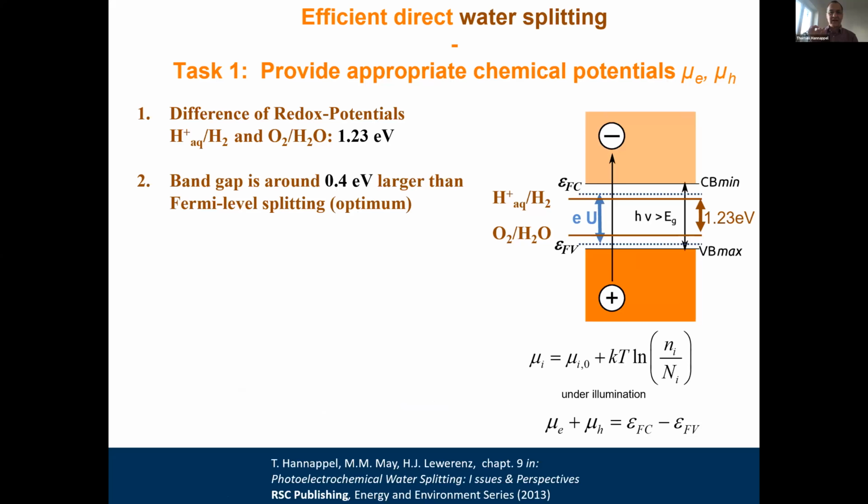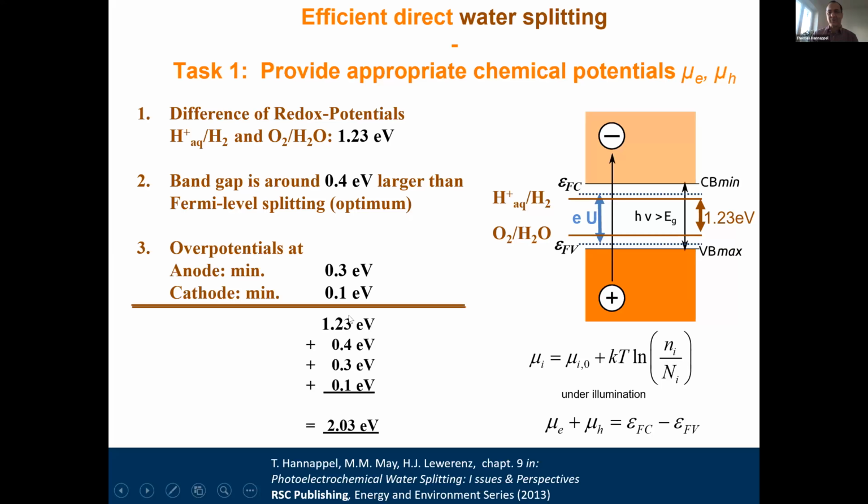This means the provision of the chemical potentials of electrons and holes, and this is in the optimum case at a normal illumination of AM 1.5 in the range of 0.4 electron volts smaller than the band gap. In addition, we need to provide the so-called overpotentials. Overpotentials are needed at the cathodic and the anodic reactions, and in the best case, this is an additional 0.1 eV at the cathode, 0.3 eV at the anode, so in addition 0.4 eV.